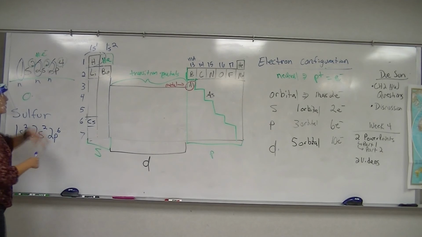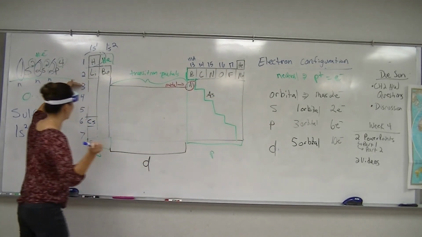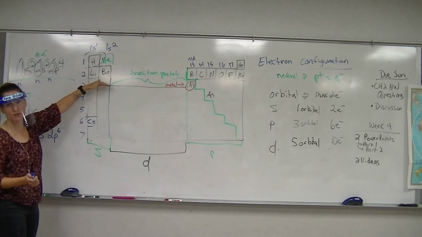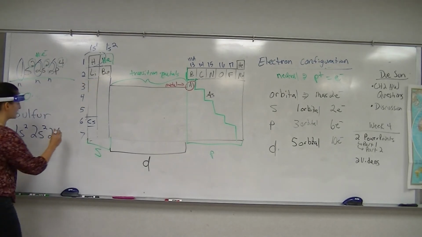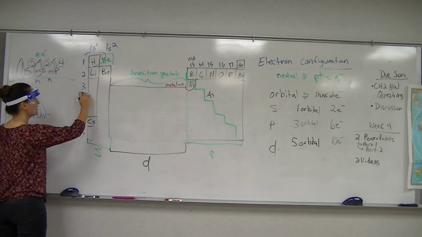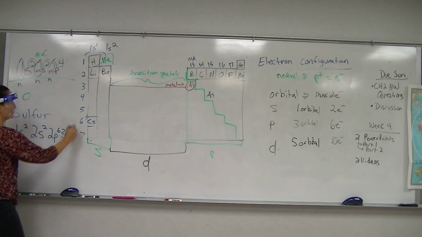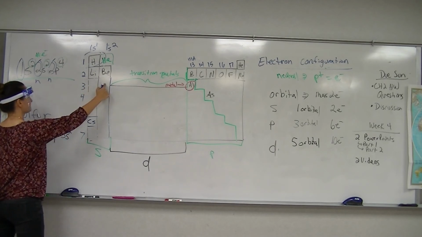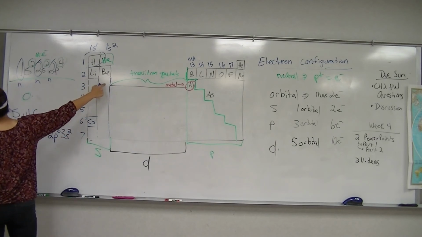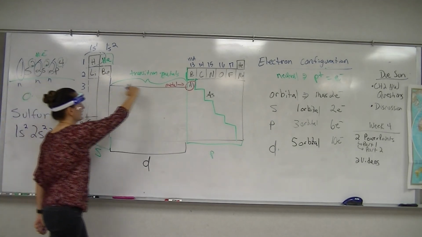Notice at 2p6, I go to the 3s, but I don't hit p's first. What do I hit first? s. So I have to write 3s, because I'm telling you, once you get to period 3, go through the s's. 3s2, because there's always 2. So I'm at magnesium, but I want to keep going.